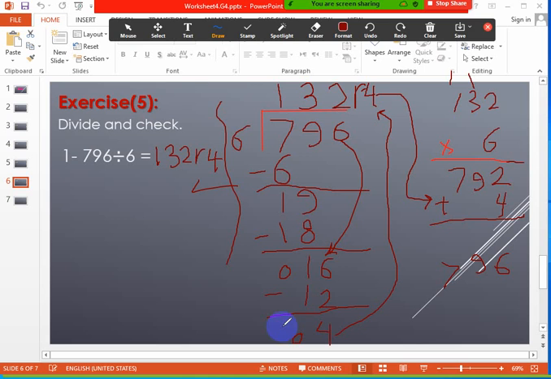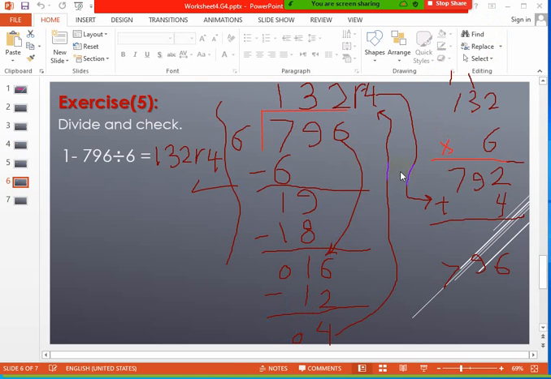I think the portions were sent to you on the groups. So look for them on the groups, please. You can find the portions.